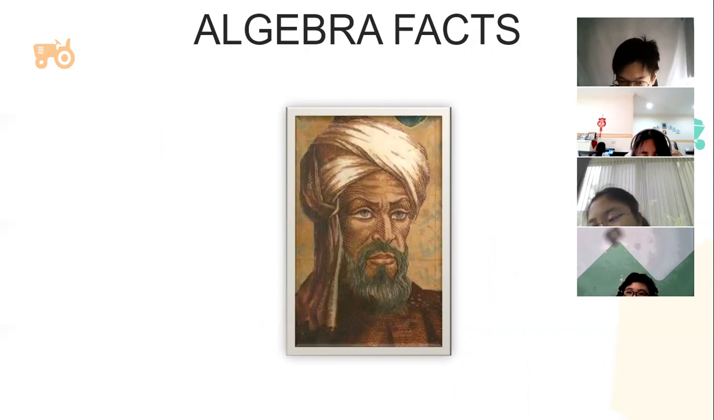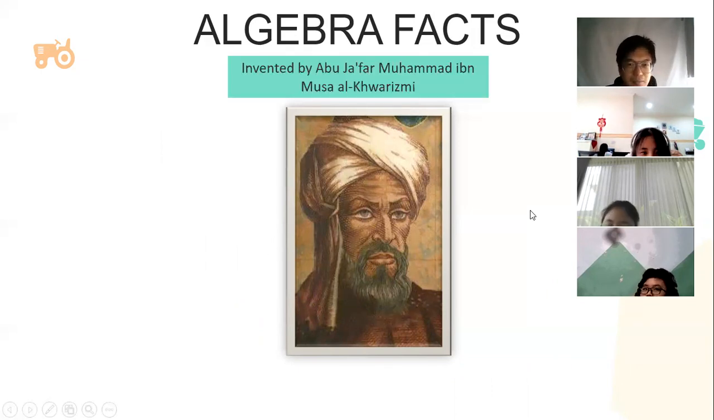At previous time, before he was born and invented algebra, mathematicians thought that math was only about numbers, only about something to do with numbers. But after he came, he invented algebra. Namanya Abu Ja'far Muhammad bin Musa al-Khwarizmi. Oh, panjang banget ya. But yang kenal al-Khwarizmi aja.